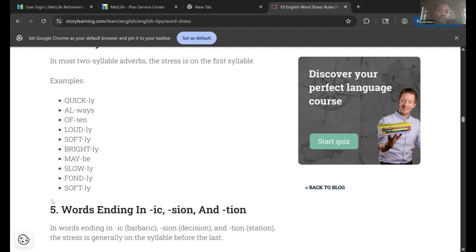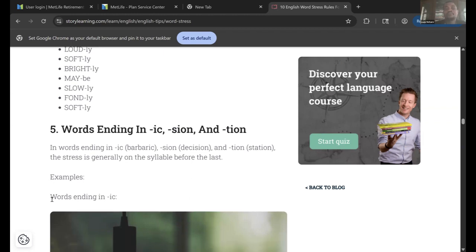So what is the next syllable? Loudly. Softly. Brightly. Rapidly. Maybe. Slowly. Fondly. And softly. You don't pronounce the T between F and L. It's always "softly," not "softly-t." Okay?